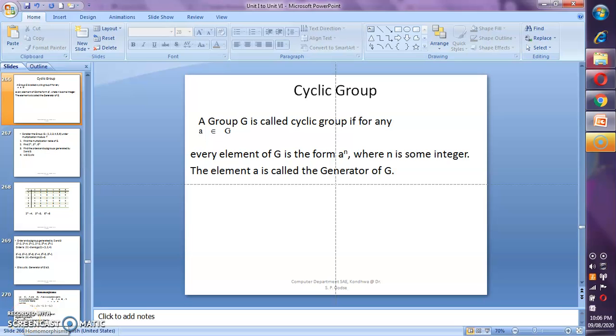So, the cyclic group on a set G. The group G is called a cyclic group if for some A belonging to G, every element of G is obtained from the generator A. So every element of G is in the form of A raised to n, where n is some integer. The element A is called the generator of G.